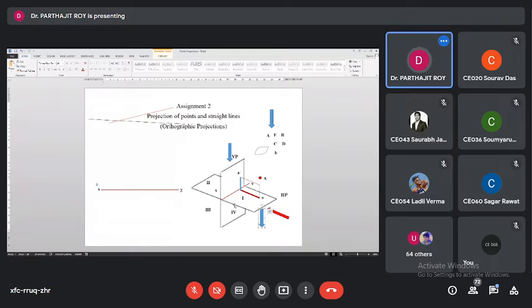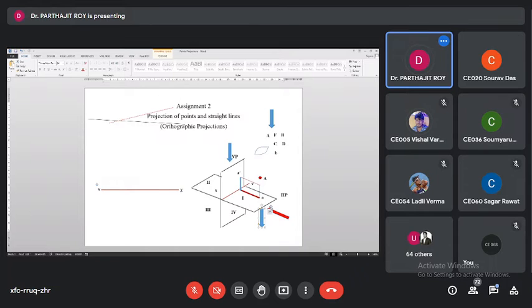Simultaneously, what is happening? Top view of the point is coming below XY line and front view of the point is coming above XY line. Yes or no? We are not rotating the vertical plane. We are rotating the horizontal plane. We do rotate the horizontal plane, not the vertical plane. So along with the rotation, the top view of the point A will also rotate by an angle of 90 degree. Isn't it?